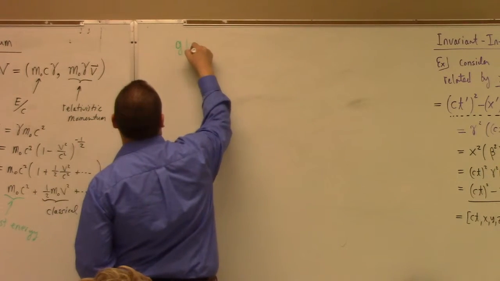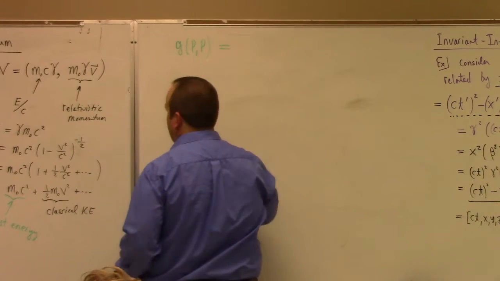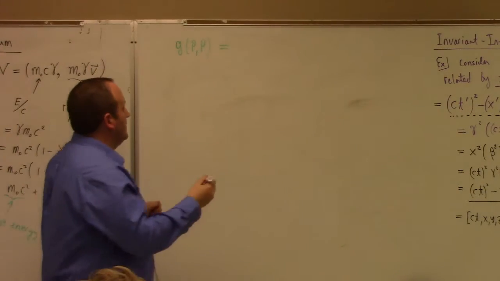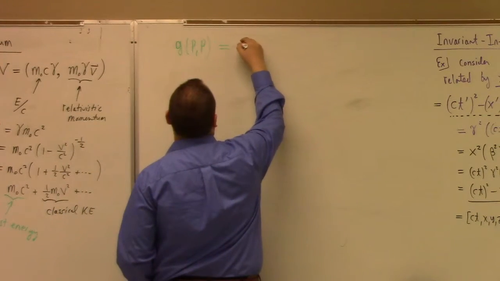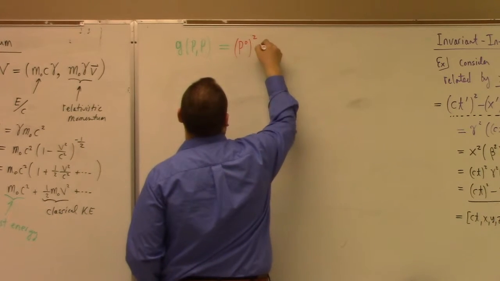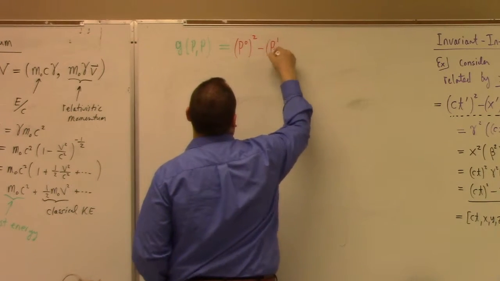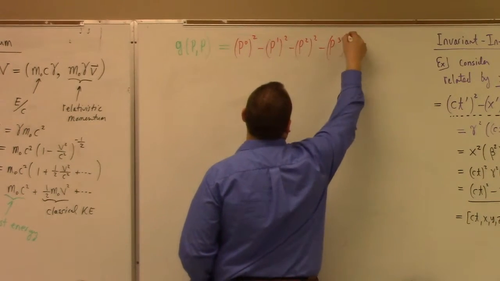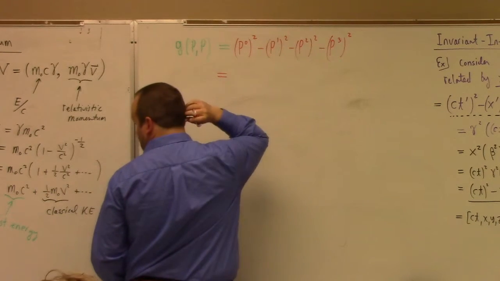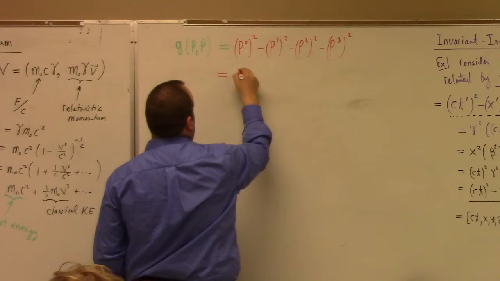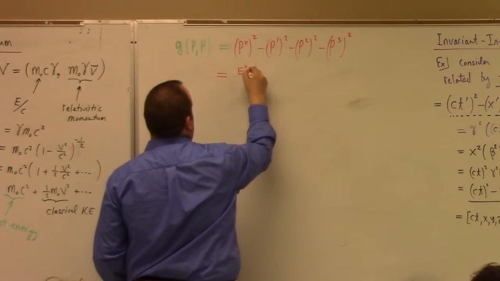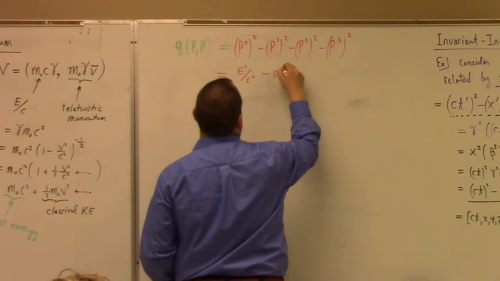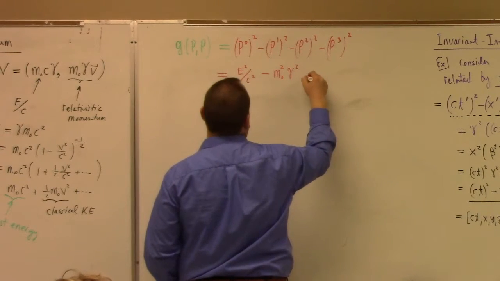So we want to calculate what's g of p, p. So of course it is what? It is p naught squared minus p1 squared minus p2 squared minus p3 squared. So generically speaking, that's the energy squared divided by c squared minus m sub 0 squared gamma squared v dot v.